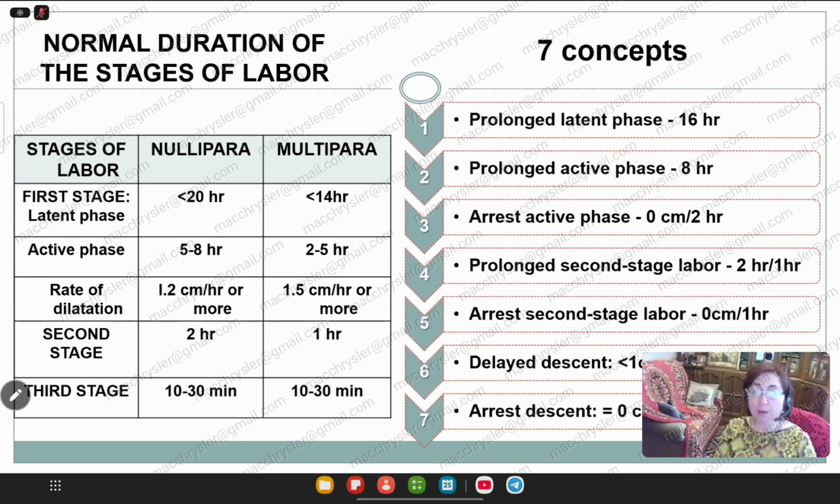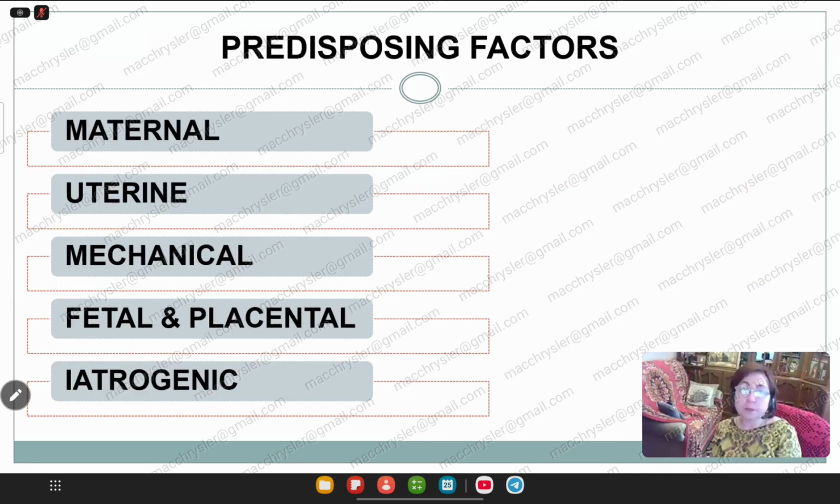Second stage, according to time, for nulliparous is not longer or shorter than 2 hours, and for multiparous we give only 1 hour. Third stage, no difference for nulliparous and multiparous. Predisposing factors we can divide into maternal, uterine, mechanical, fetoplacental, and iatrogenic.